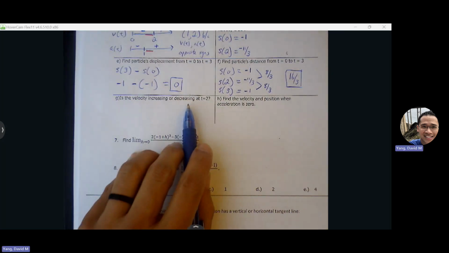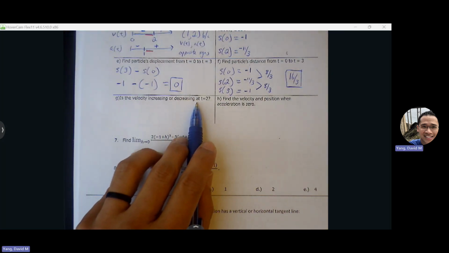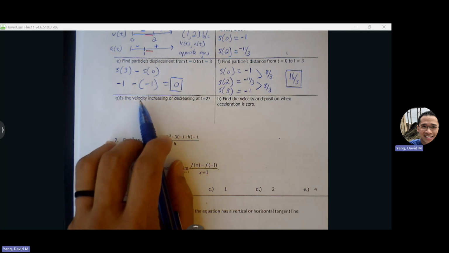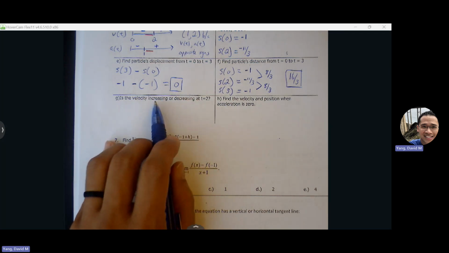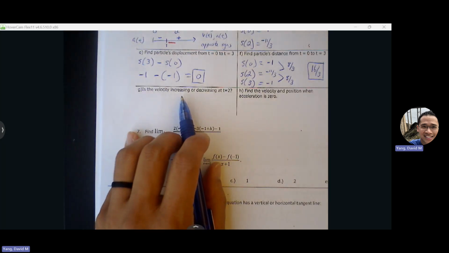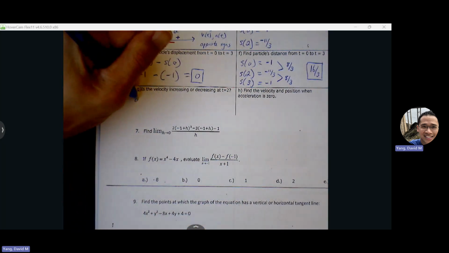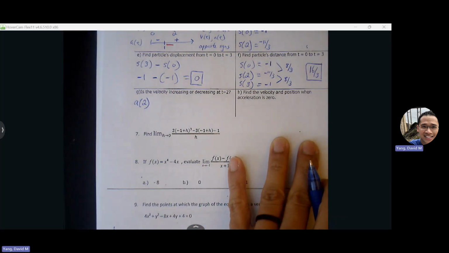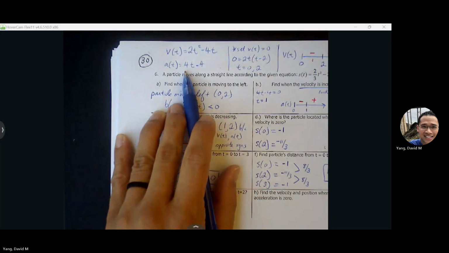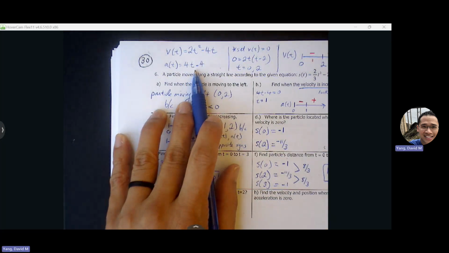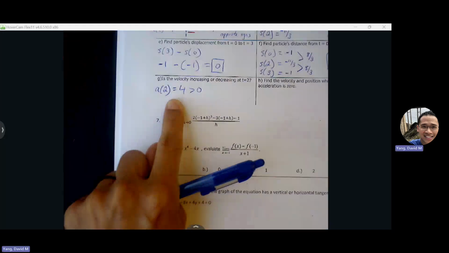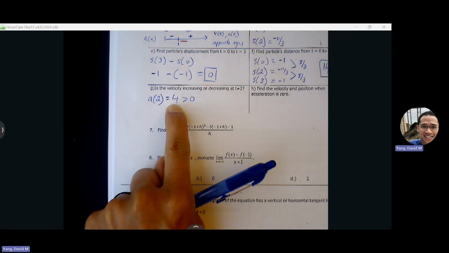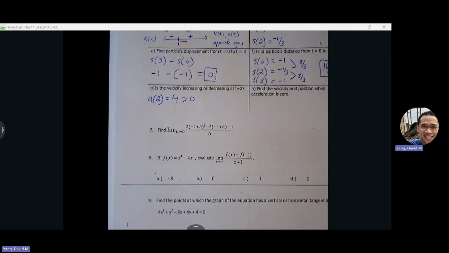So G says, is the velocity increasing or decreasing at t equals 2? This is really talking about the slope of velocity, which is really just acceleration. So we just have to find acceleration at 2 and use that to make our conclusion. If I plug 2 into acceleration, I get 8 minus 4, which is 4. Since acceleration is greater than 0, the slope of velocity is positive. If the slope of the velocity is positive, that means my velocity graph is rising. My velocity is increasing.